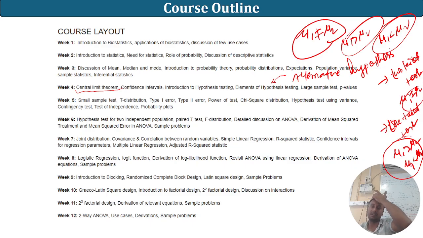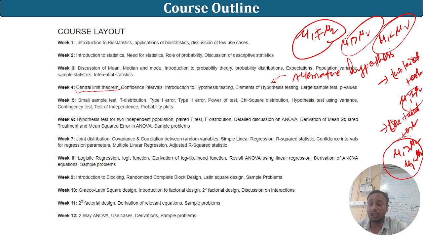Then we came across the large sample test. In that we discussed based upon the central limit theorem. Then we came across the p values. What is the p value? That is the probability of the error that is going to happen, and based upon that, we say how much we can accept. Beyond that, we say there are no significant differences.